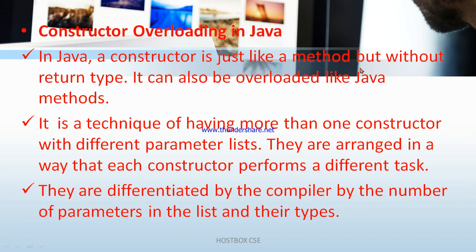Here in Java, a constructor is like a method but without a return type, and it can also be overloaded like Java methods. Constructor overloading is a technique of having more than one constructor with a different parameter list. They are arranged in a way that each constructor performs a different task, and they are differentiated by the compiler by the number of parameters in the list and their types. So remember, a constructor is like a method without a return type, and having several is called constructor overloading in Java.